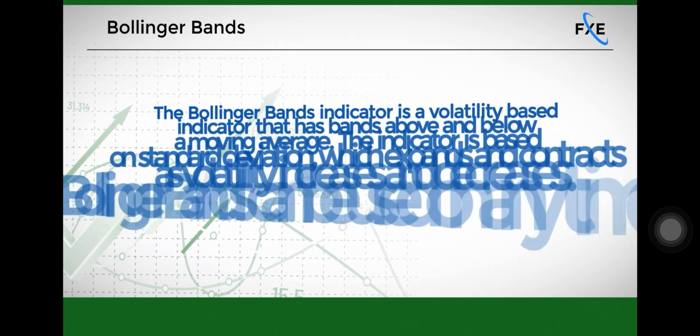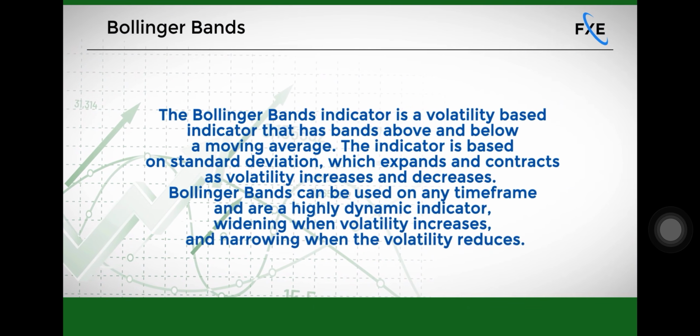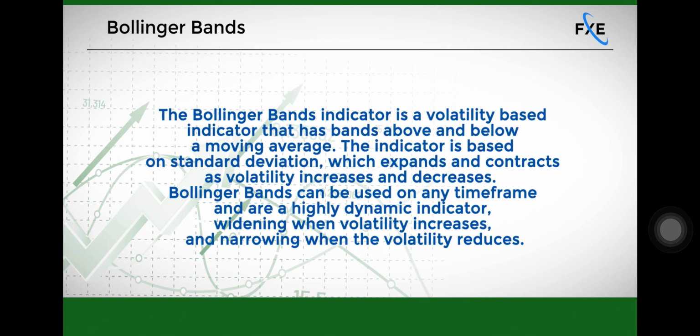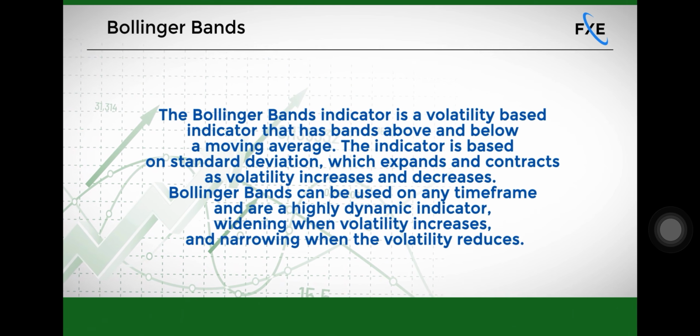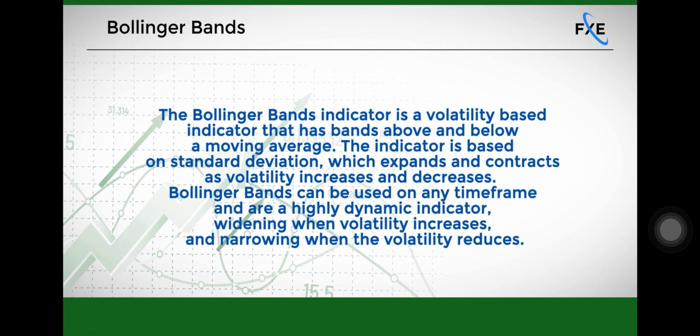The Bollinger Bands indicator is a volatility-based indicator that has bands above and below a moving average. The indicator is based on standard deviation, which expands and contracts as volatility increases and decreases. Bollinger Bands can be used on any time frame and are a highly dynamic indicator, widening when volatility increases and narrowing when the volatility reduces.